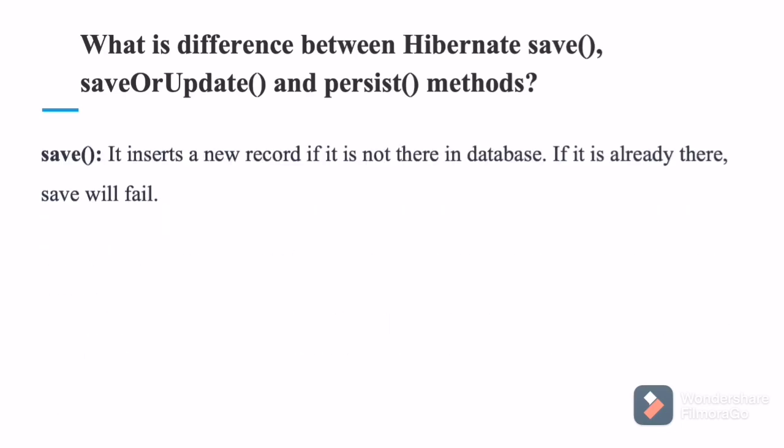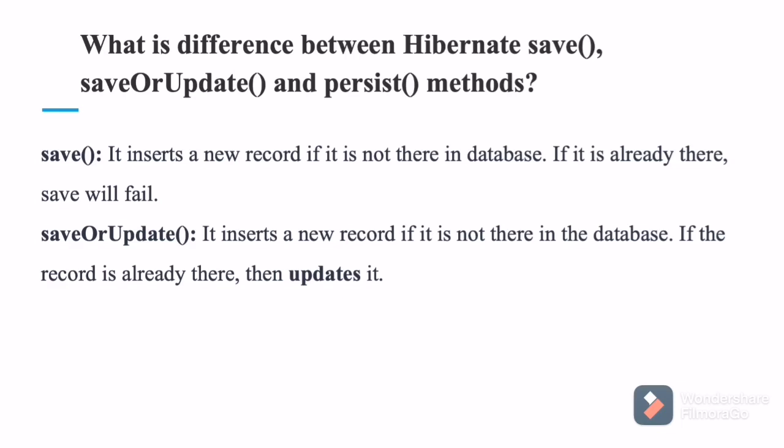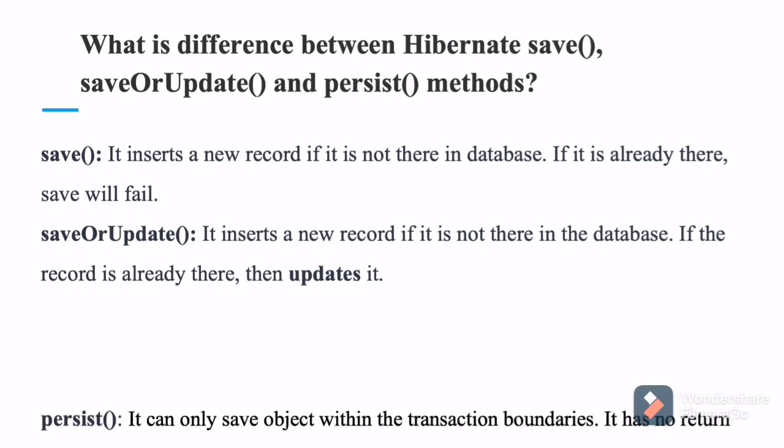It is used to insert a new record if it is not there in the database. But if you are again trying to insert the same record, then this save will fail. That is, we will get some exception. Then saveOrUpdate. As the name says, it is used to insert a new record if it is not there in the database. If it is already there, then this will update it.